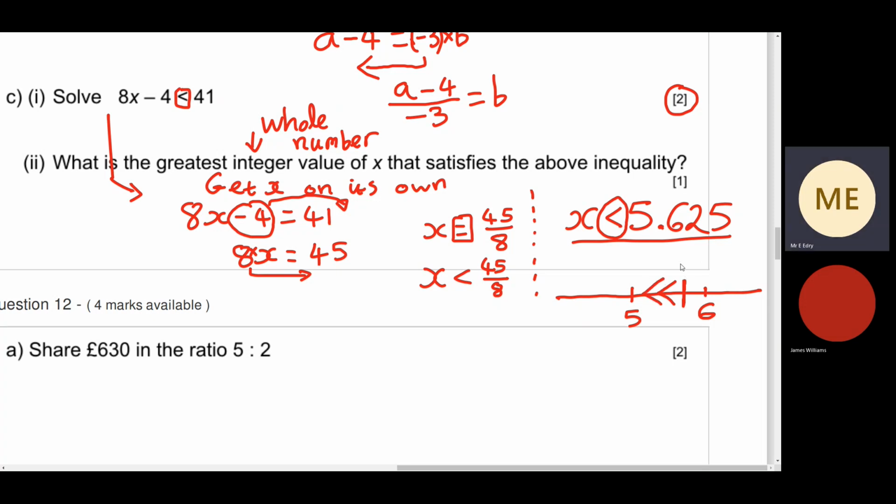If I went from the left of this line, what would be the first whole number that I would run into? 5, exactly. So that means the greatest whole number that satisfies the inequality is 5. So my final answer for 2 would be 5.